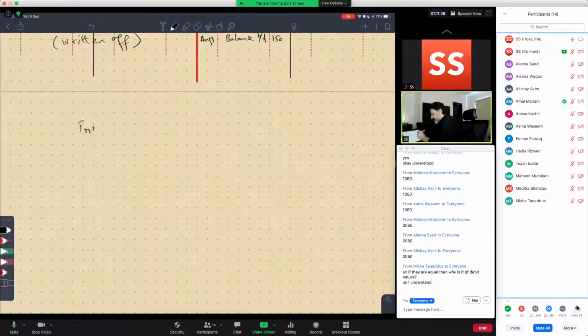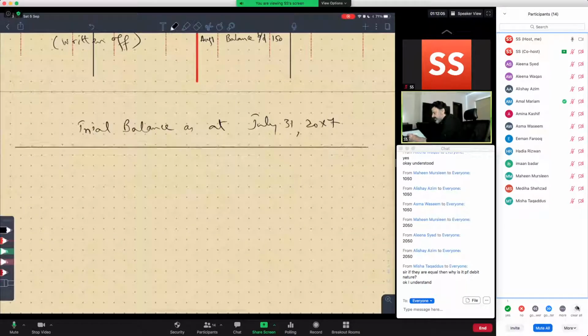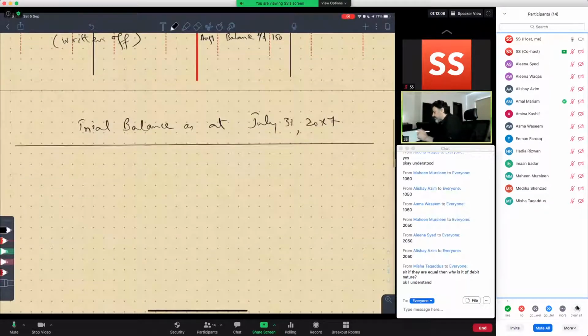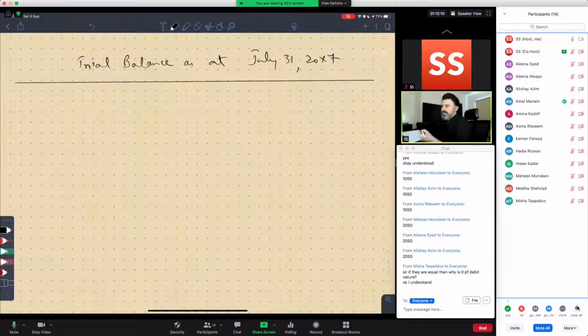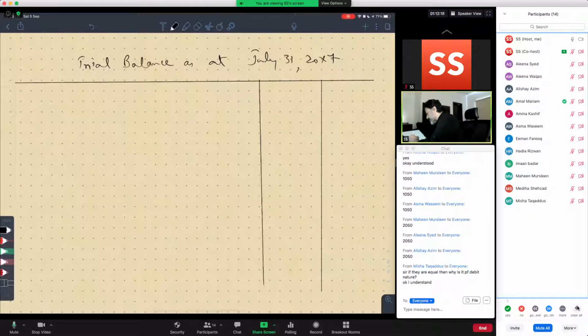So this is how we make a trial balance as at, and the trial balance is always going to be made at the end of the financial period, as at July 31st, 20x7. This was the date. And if you have done your work correctly, you can always check with the trial balance. Trial balance is always going to balance. Since, or let me just prove it here. First I will quickly make it in 2 minutes, and then I will explain it to you.